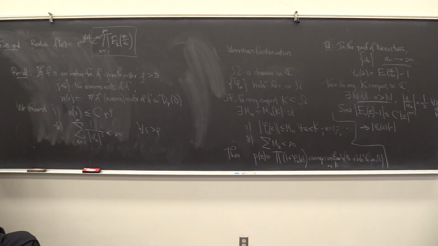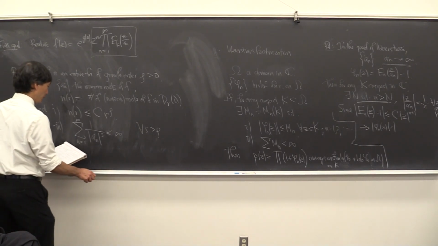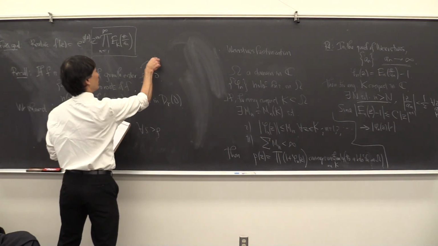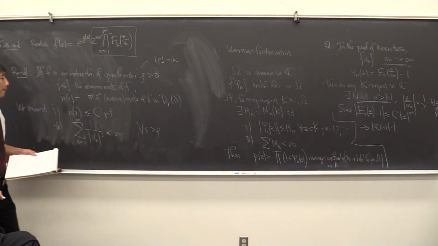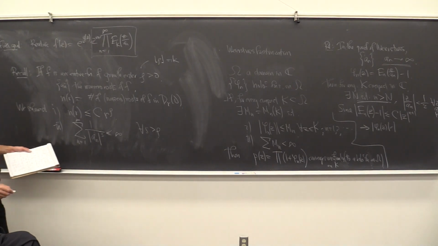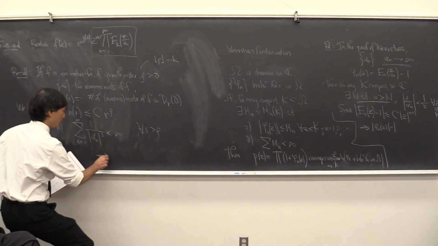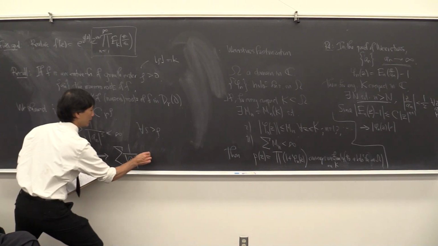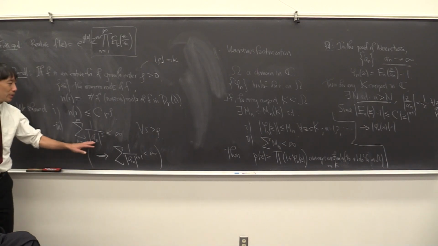Again, let's denote the floor of rho as k. So in particular, the sum of 1 over a sub n to the k plus 1 is finite, because k plus 1 is bigger than rho.